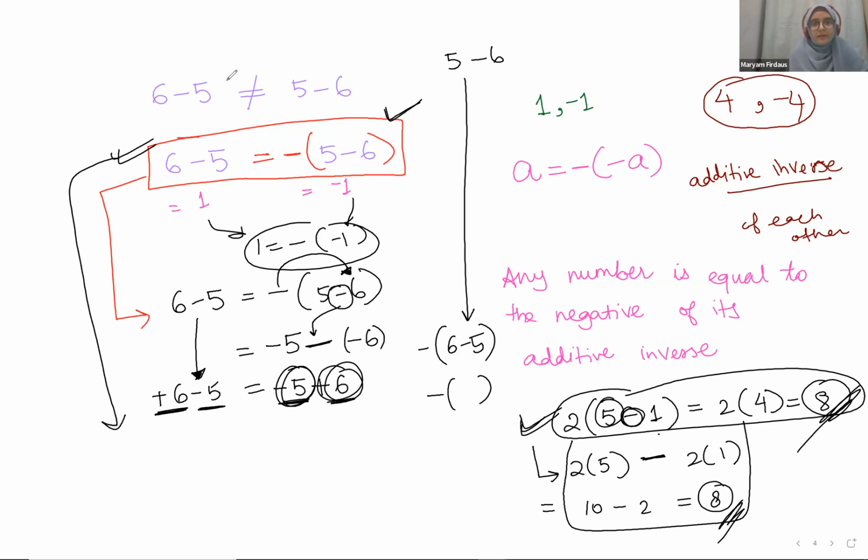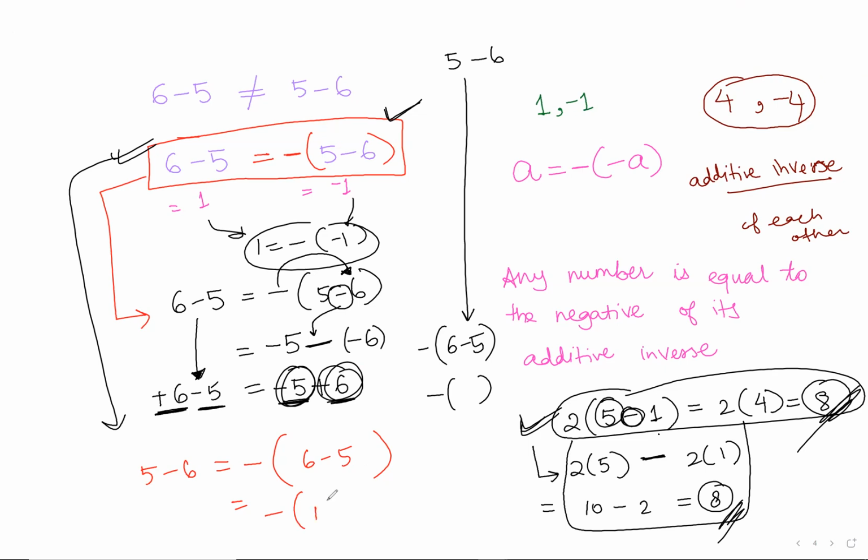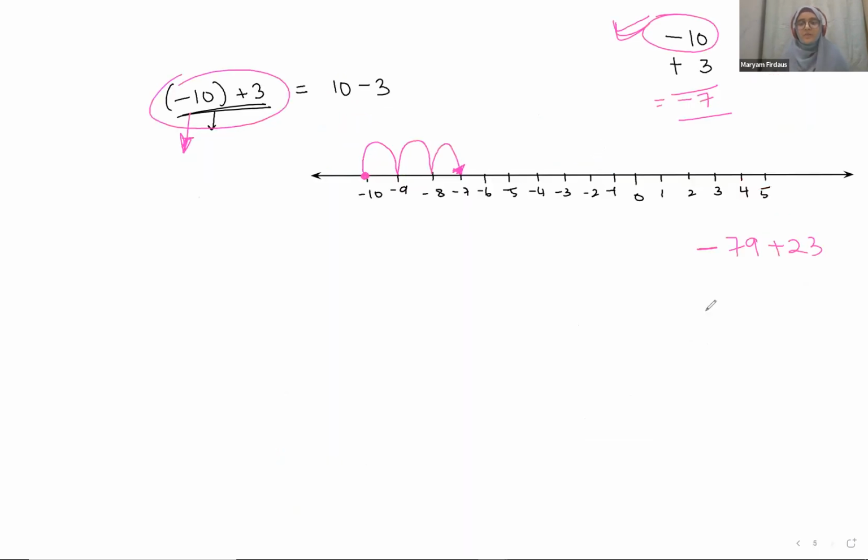If you have 5 minus 6 and you want to find out what that is, you just put a negative sign and reverse whatever is over here. So you say negative of 6 minus 5. So 5 minus 6 is going to be the negative of its reverse, 6 minus 5. So what is 5 minus 6? First you take 6 minus 5. What is 6 minus 5? 1. And then add a negative sign to it. Okay, so let's do the same thing over here.